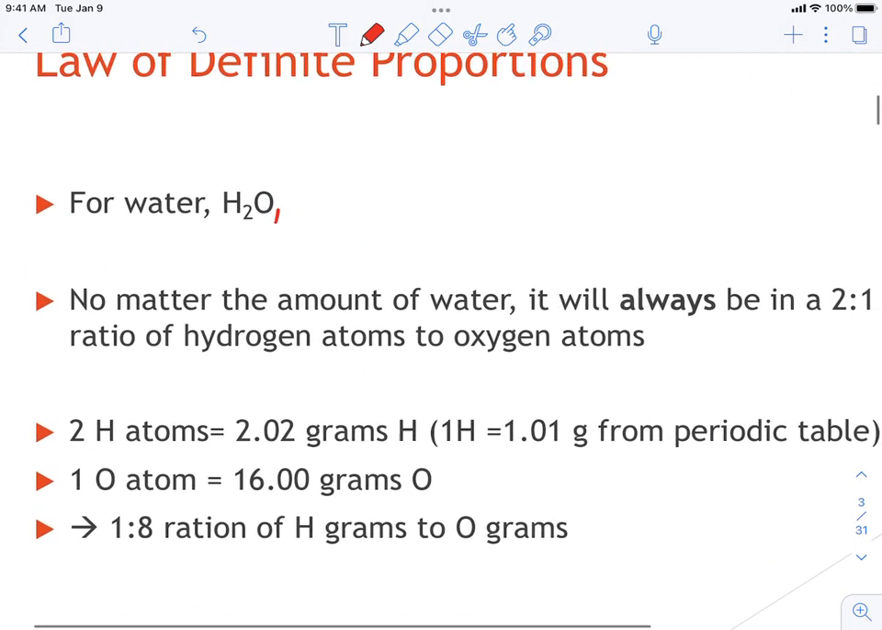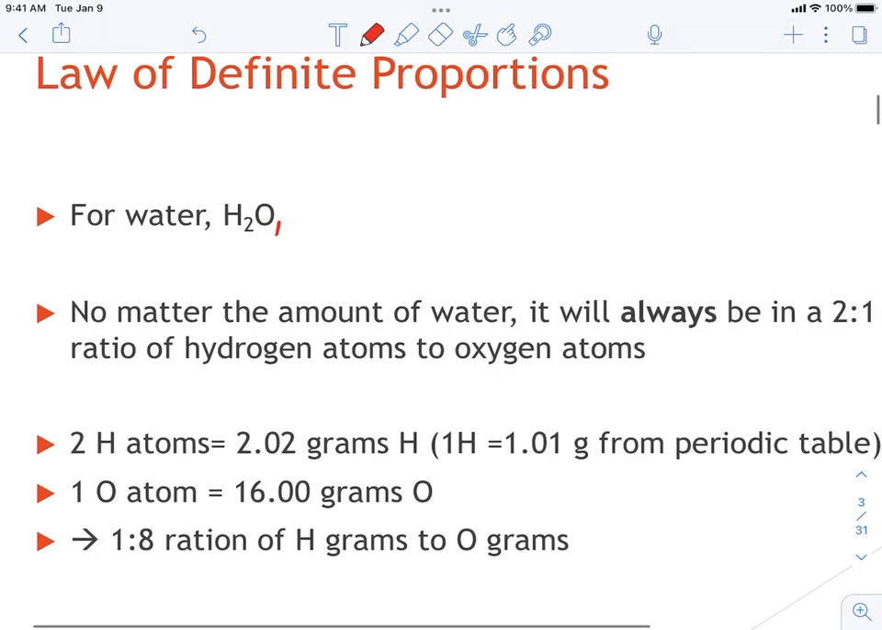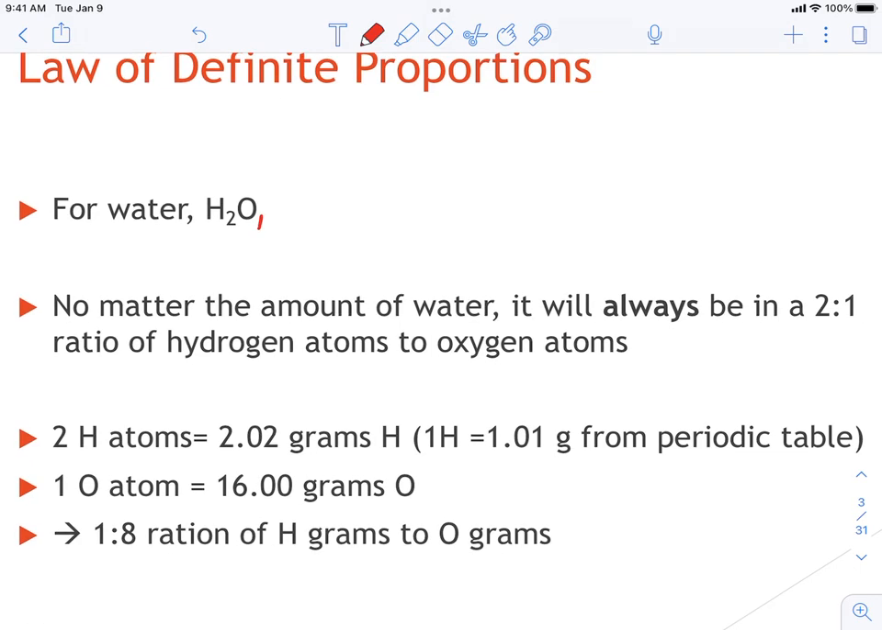And this law does mention the mass, which we'll talk about from the periodic table. Hydrogen has a rounded mass of 1.01 grams per mole, and oxygen has a rounded mass of 16.00 grams per mole. So the way we get this 2 down here is because we have 2 hydrogen atoms. But no matter how much water you have, this law is saying it's always going to be in the same ratio.